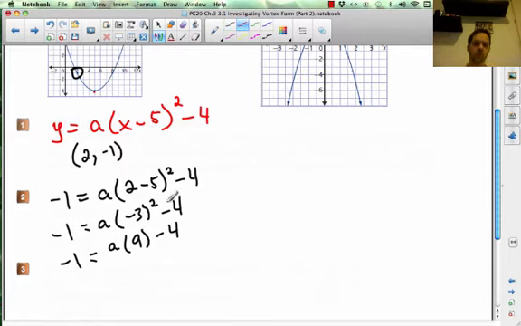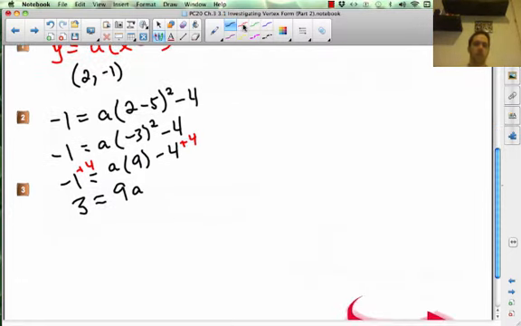Now in order to solve for a, we first add 4 to both sides, which will leave us with 3 equals 9a. And then to isolate a, we divide both sides by 9. So on the right side, the 9's will cancel each other and leave you with 1a. And on the left side, we can reduce that to our lowest terms fraction, 1/3.